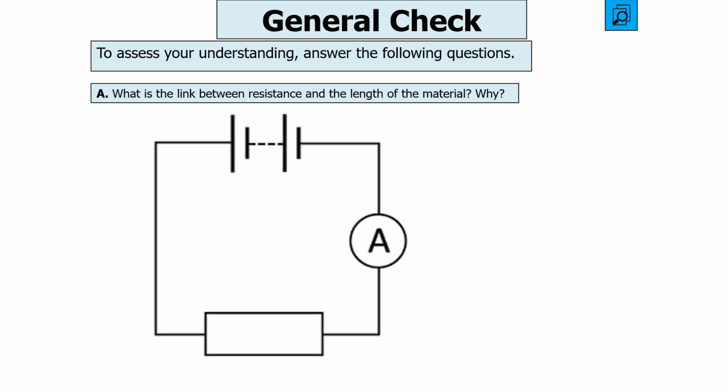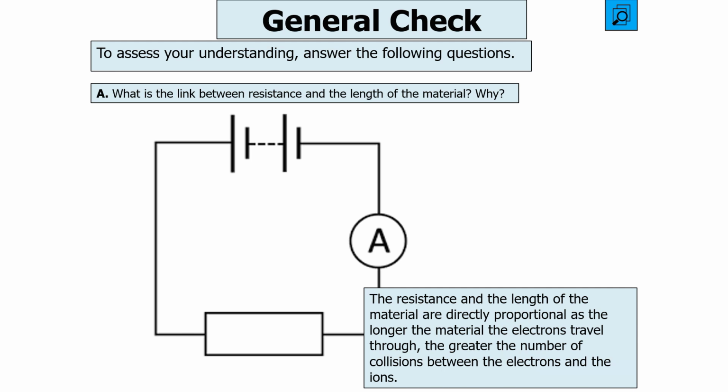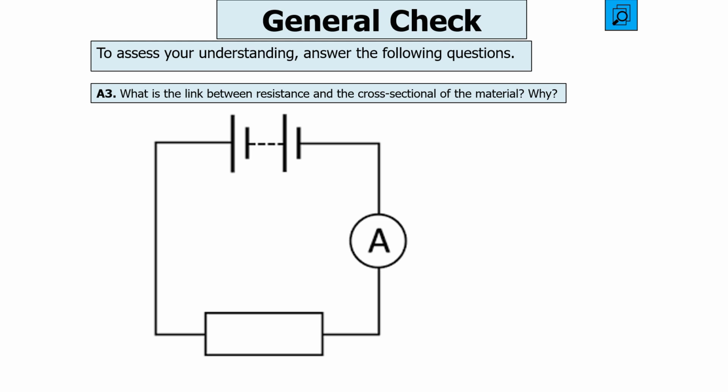The next question says, what is the link between resistance and the length of the material and why? So pause the video now, then unpause the video when you want to go through your answer. Right, the resistance and the length of the material are directly proportional, as the longer the material the electrons travel through, the greater the number of collisions between the electrons and the ions.